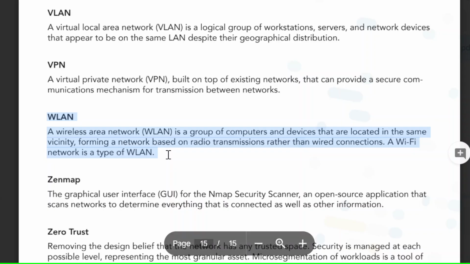And we have a WLAN, a wireless local area network. A WLAN is a group of computers and devices that are located in the same vicinity, forming a network based on radio transmission rather than wired connections. A Wi-Fi network is a type of WLAN.